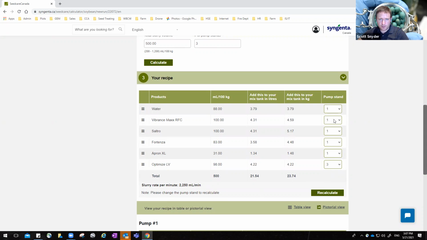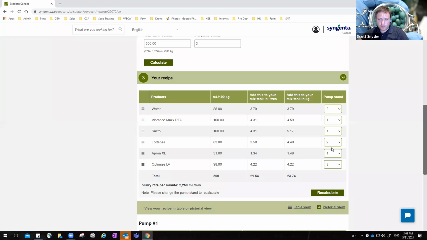Then we're going to say that our Vibrance Max, our Apron is in 1, and we're going to say our Fortenza is in 2, and we might have our Saltro in that first one because it's a fungicide, and the water we might actually put to 2 just from a load perspective with the Fortenza.